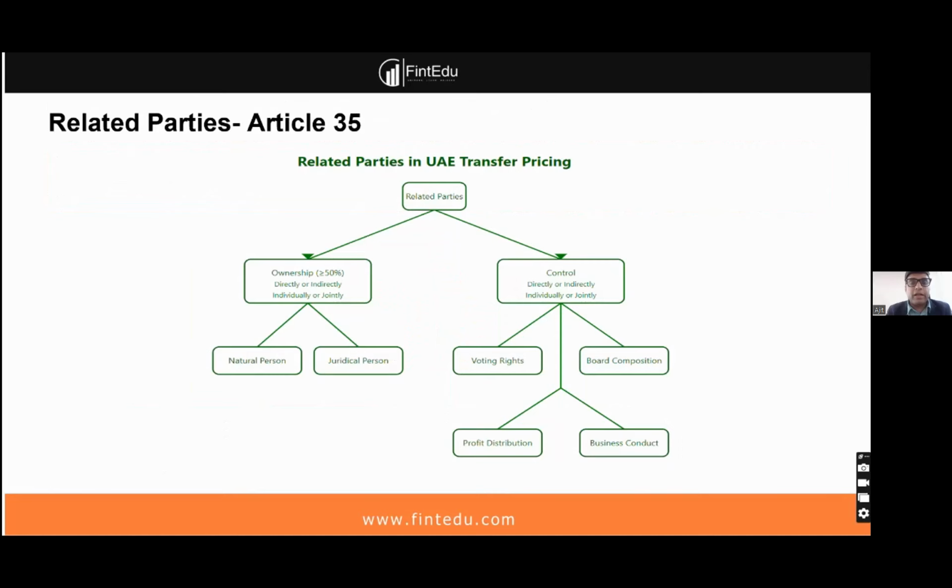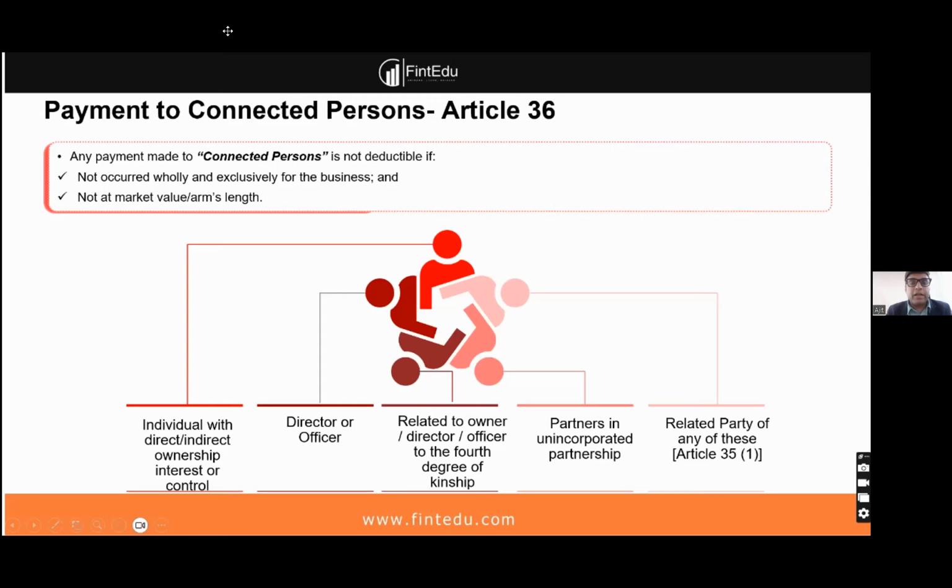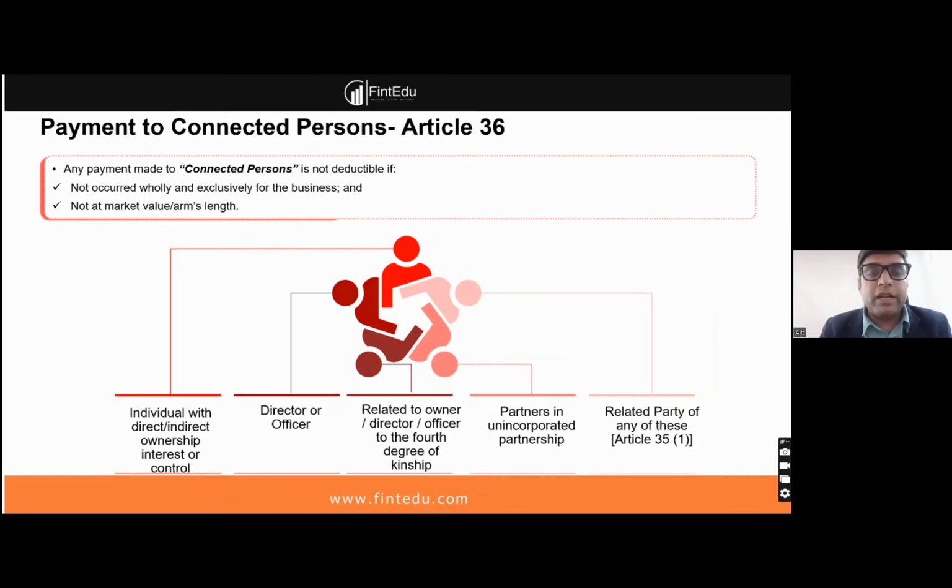Now we come to the payment to connected persons. This is a kind of unique provision introduced in the UAE TP regulations because there is no tax in the hands of individuals, and there could be a possibility of base erosion because of higher deduction of the payments made to the connected person. When we talk about connected persons, there are basically two requirements. Any payment made to the connected person is not deductible if it is not incurred wholly and exclusively for the business. This is the first requirement, and it is 'and', not 'or', and it is not at market value, arm's length value.